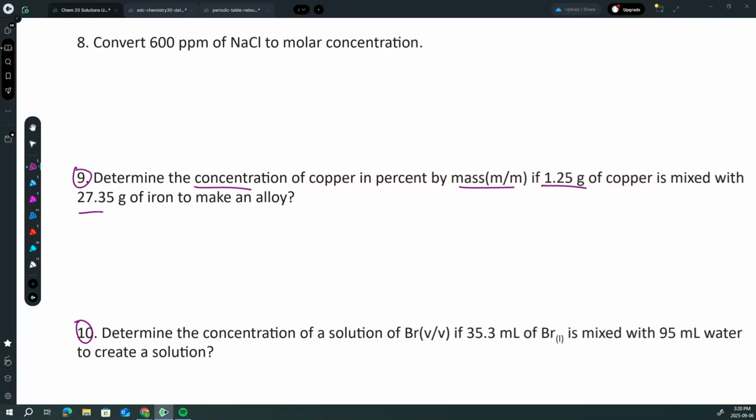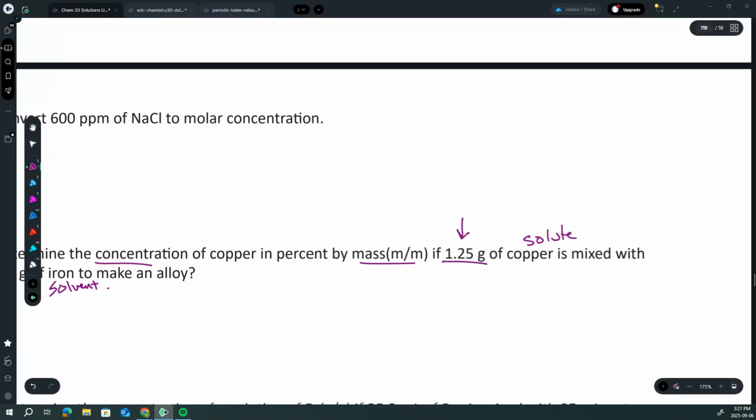So what makes this a little bit different is that now we are given 2 masses. Now, if we compare this one to the second one that we're given, notice that we have less copper compared to iron. So copper is going to be our solute, whereas iron is going to be our solvent. Why? Because we have less copper and more iron. That's why.